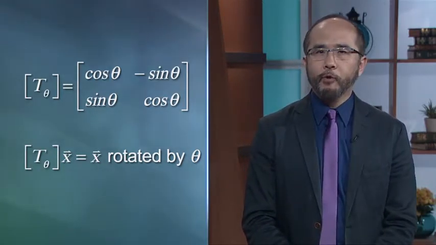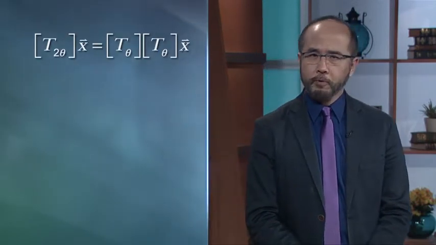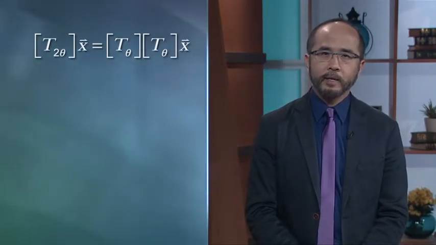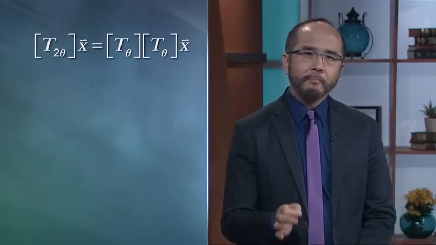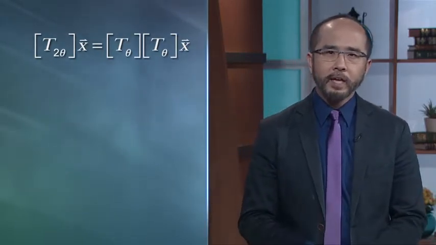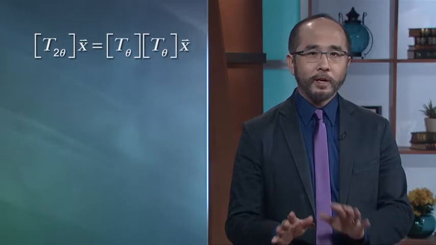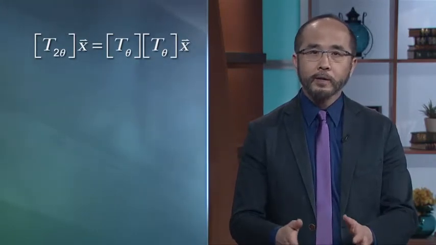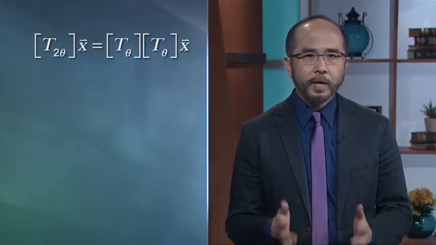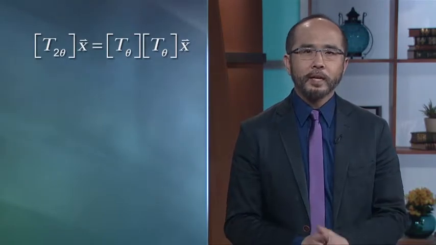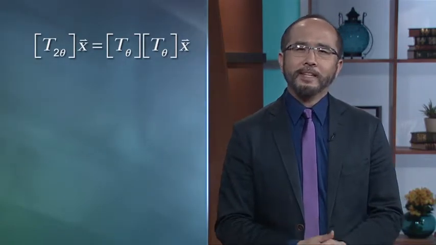What happens if you perform this rotation twice in a row? Well, clearly you should get rotation by 2 theta. But this must mean that the matrix representing rotation by theta, when multiplied twice in a row, in other words squared, must be equal to the matrix representing rotation by 2 theta. Let's just see if that's the case.